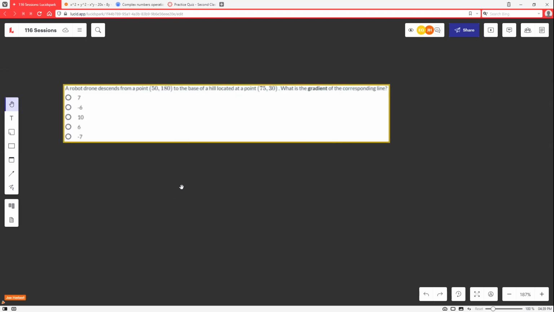A robot drone descends from a point (50, 180) to the base of a hill located at point (75, 30). What is the gradient of the corresponding line? Well, the gradient of the line is the change in y divided by the change in x. We can just calculate this manually.